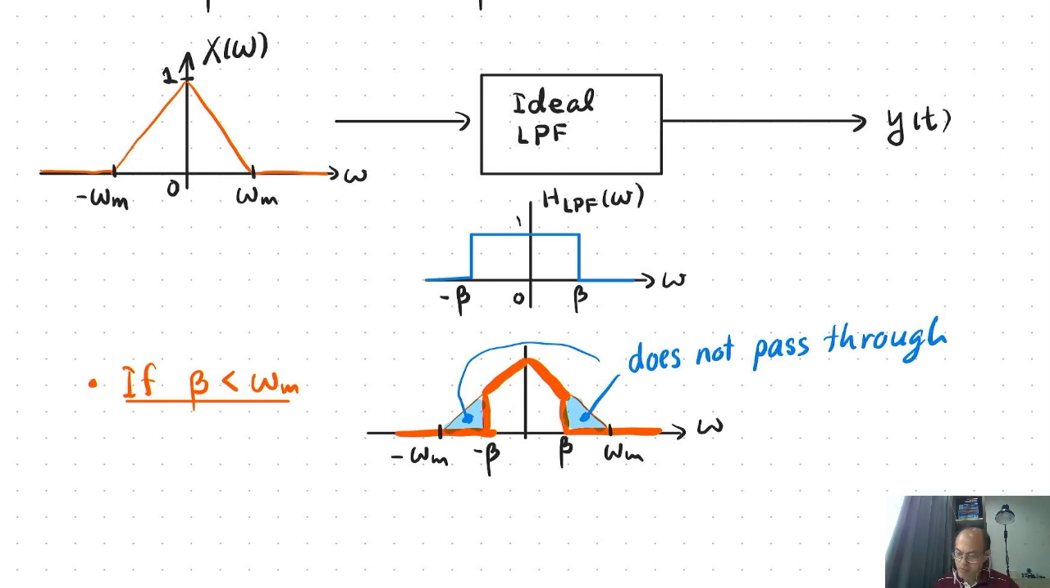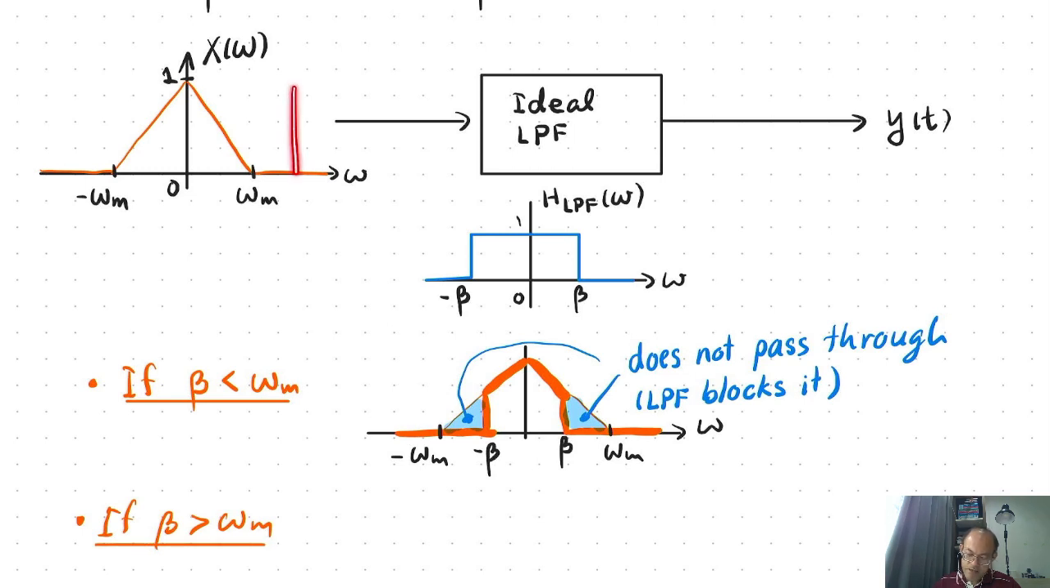Okay, because the filter blocks it, because beta is less than omega m. But if beta is greater than omega m, then we know that all of x would be able to pass through. Then y would be equal to x. All of them will be able to pass through. Okay, this is y. So this is an example of a low pass filter.